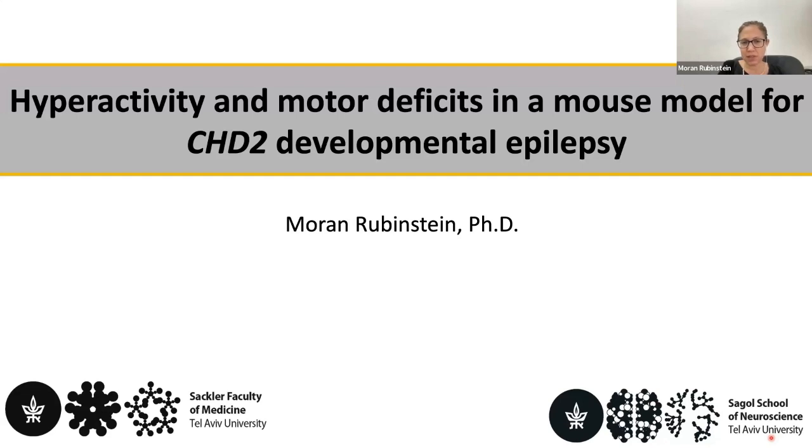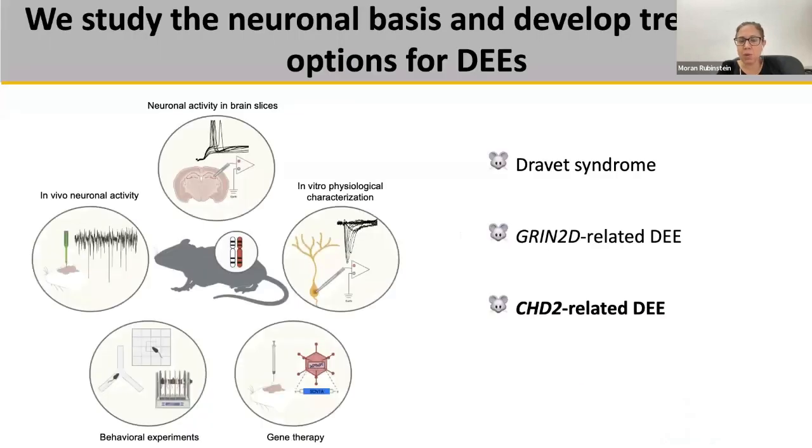So I want to start by introducing my lab. In the lab, we work on several animal models for developmental epilepsies. What we want to do is understand the neuronal mechanism of these diseases and also develop novel treatment options. Most of our studies are related to Dravet syndrome, but we're also working on a GRIN2D-related developmental epilepsy. And of course, the focus of our talk today will be a mouse model for CHD2.